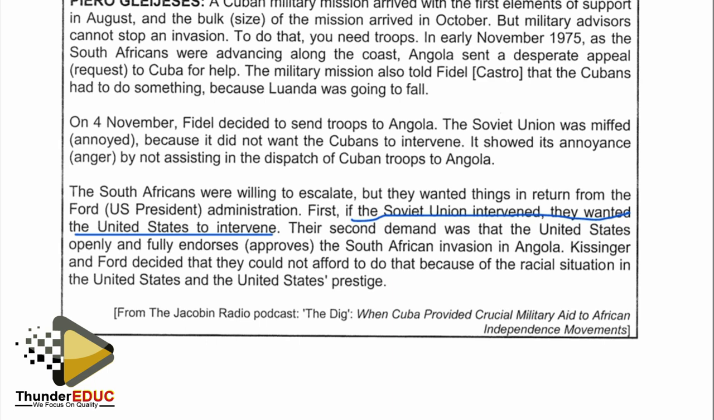And their second demand was that the United States openly and fully endorsed South Africa's invasion in Angola. They wanted full approval, or they wanted America to fully disclose to the world that South Africa was also involved in the politics of Angola. Those were the two demands that were put by the SA Defense Forces as they got involved in Angolan politics. Right, we'll move on to the next question.